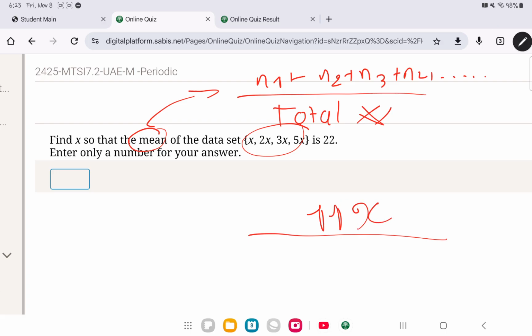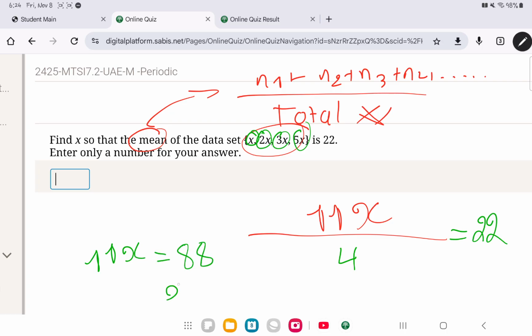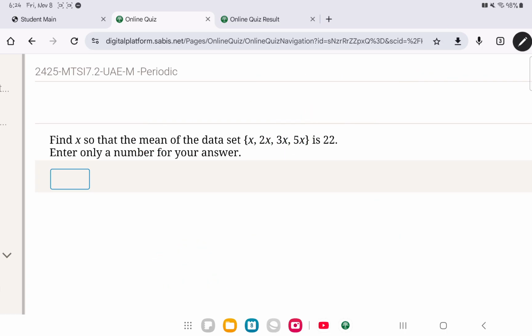11x, okay, over the total number. What is the total number? Look, 1, 2, 3, 4. So over 4, excuse me. So 11x over 4 is equal to 22. Very simply to solve it, it's going to be 11x is equal to 22 times 4, which is 88. So then x is equal to 8.